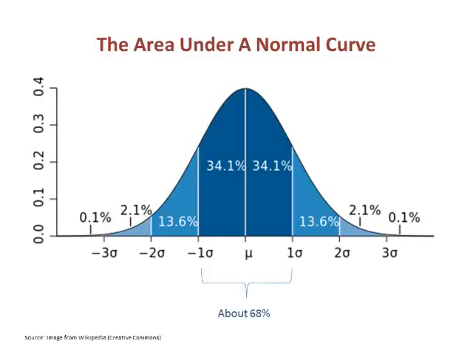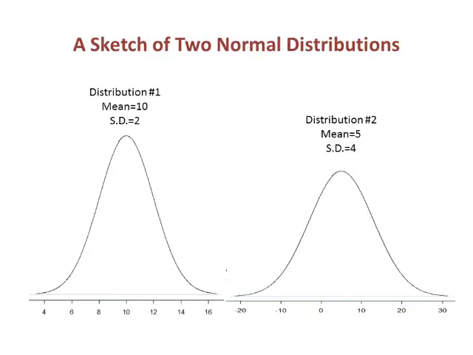About 68% of points fall within one standard deviation of the mean. About 95% of points fall within two standard deviations of the mean. Over 99% of points fall within three standard deviations of the mean. Thus, if we assume that a distribution of points is normally distributed, the combination of the mean and standard deviation give us enough information to make a sketch of the distribution.